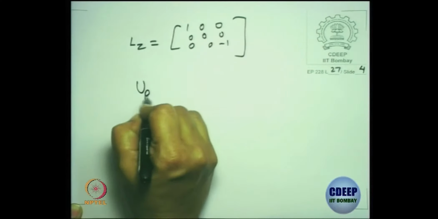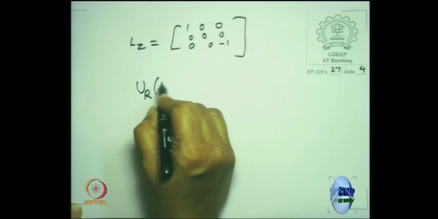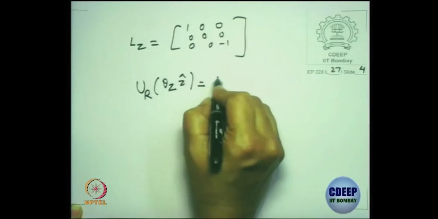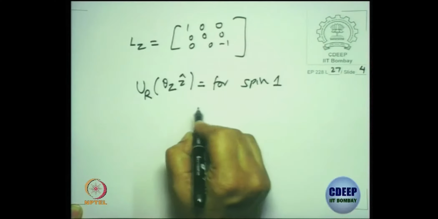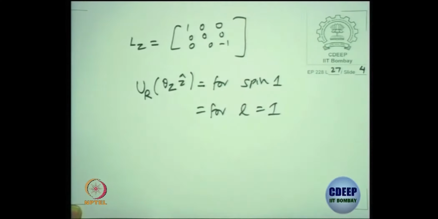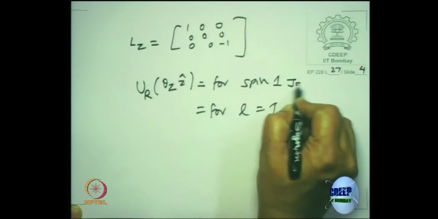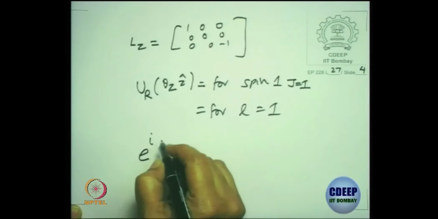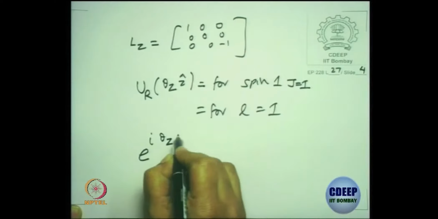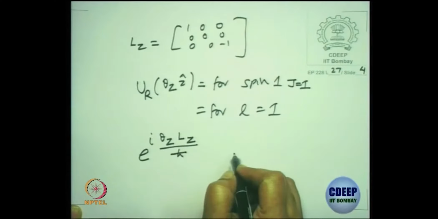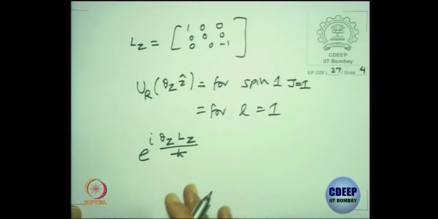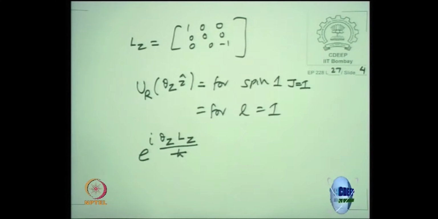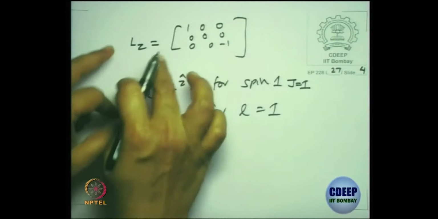You can write a unitary operator for rotation theta z about z hat for spin 1 or for L equal to 1. Both are the same. Spin 1, I mean j equal to 1. Here I mean L equal to 1. When I write an exponential of i theta z Lz over h cross, I am not really separating what is S and what is L. J per se can be 1. How the S and L go into that J, I am not worried. What I am worried about is whether I can give a matrix.